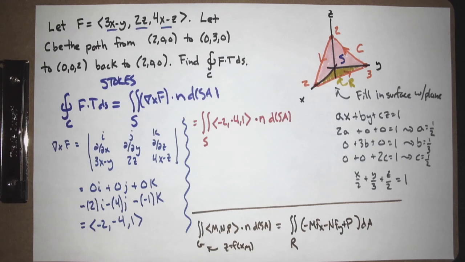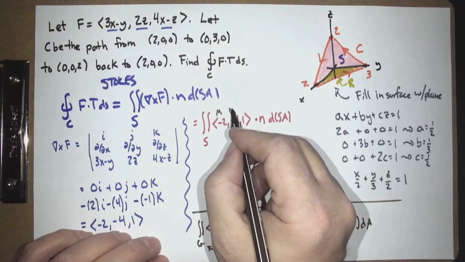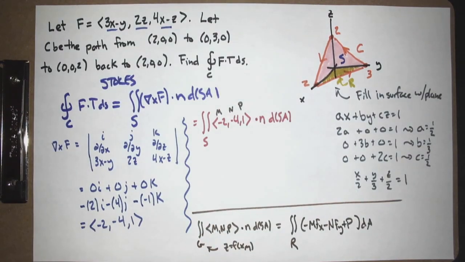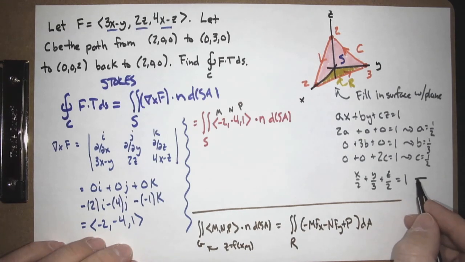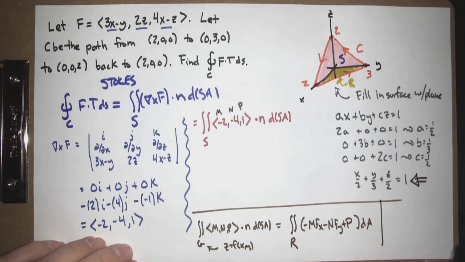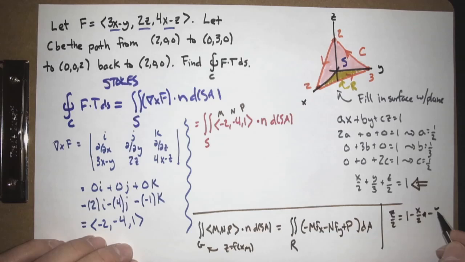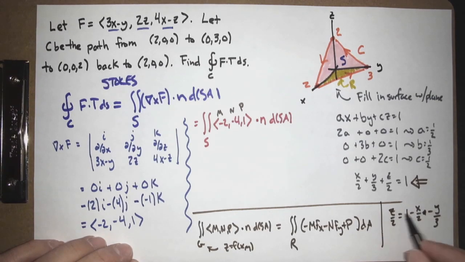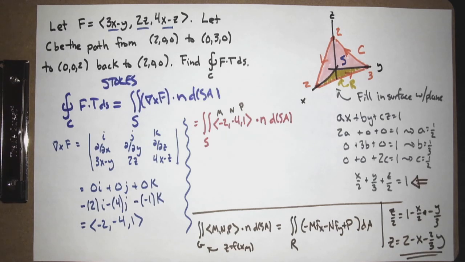Okay. So we have our M, N, and P. That's cool. What's our function f? It comes from the surface. So you're going to take your plane and solve for z. So you get z over 2 is equal to 1 minus x over 2 minus y over 3. Multiply through by 2, you get z is 2 minus x minus 2/3 y. So there's our f in the corner.